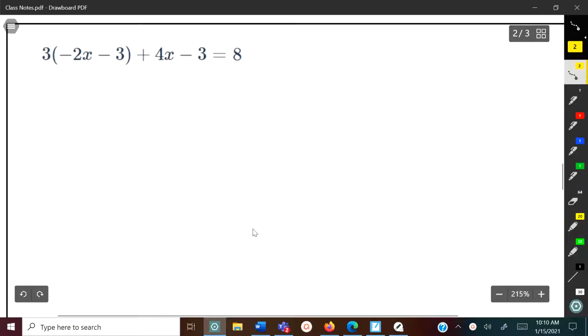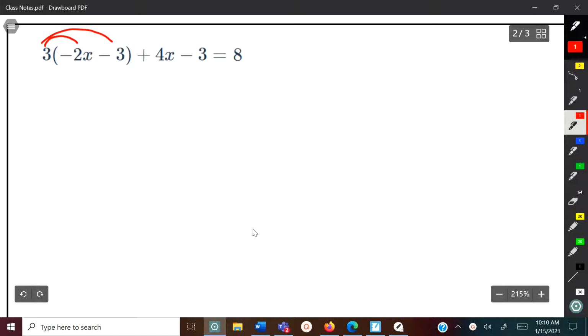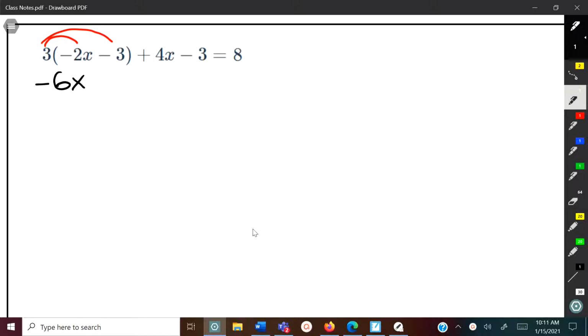Alright, so let's begin. So I'm going to distribute this 3 times the negative 2x and the negative 3, and I'll do positive times a negative, which is a negative, and then 3 times 2, which is 6x. Then I do positive times a negative, which is a negative, and then 3 times 3, which is 9. And everything else I'll just bring down.